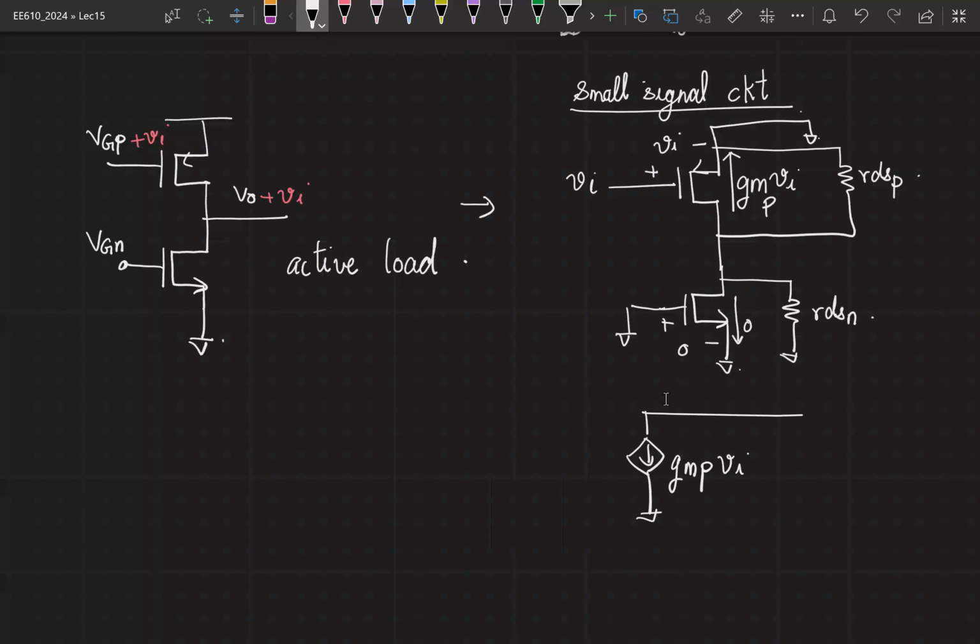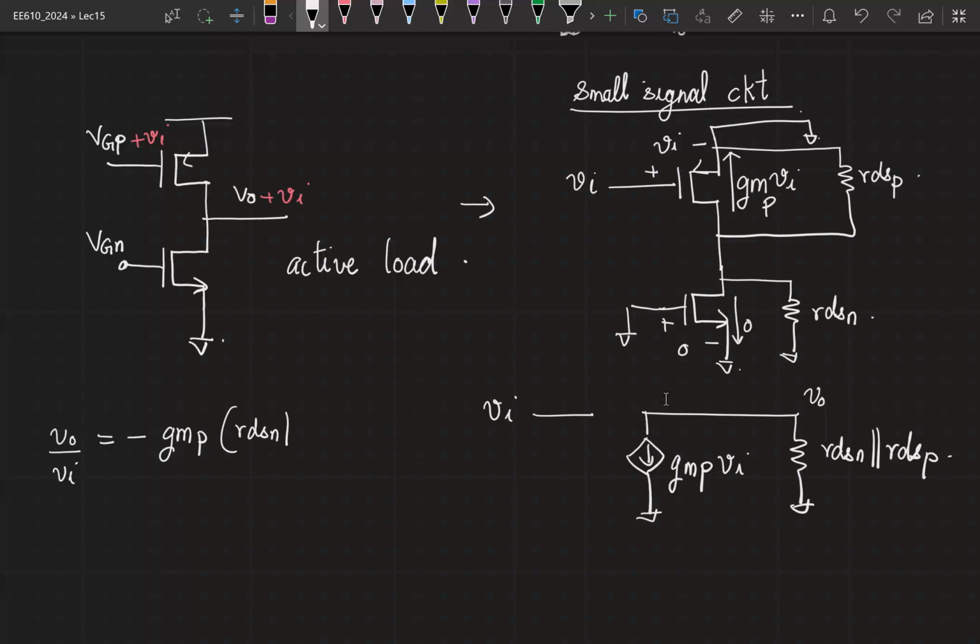GMP times Vi flowing through RDSN parallel RDSP with Vi appearing as your input. Right? So what is V0 by Vi? This is simply minus GMP into RDSN parallel RDSP. Right? Or you can also write it as minus GMP divided by GDSN plus GDSP.